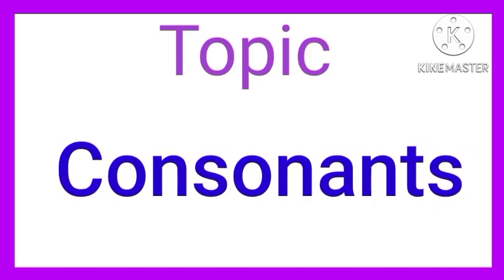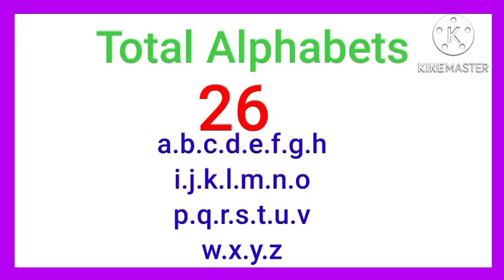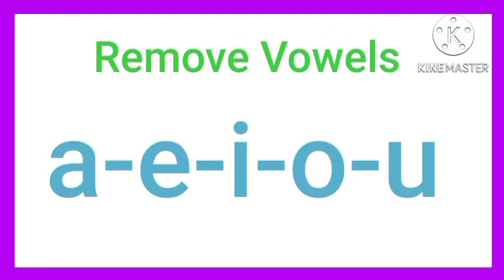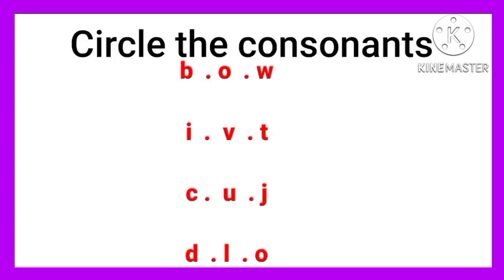Topic is consonants. There are total 21 consonants in alphabets. Total alphabets are 26. If we remove 5 vowels A, E, I, O, U, they left 21, and these are consonants. Circle consonants in given alphabets.